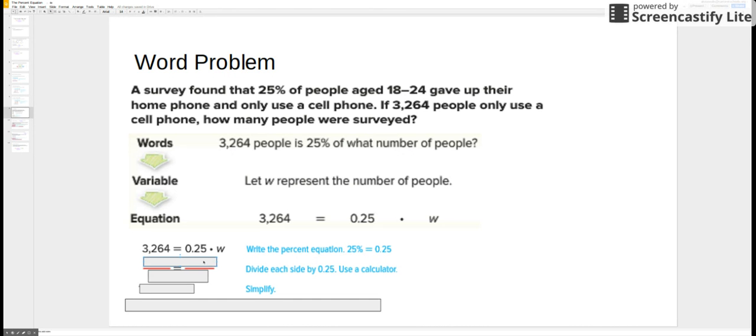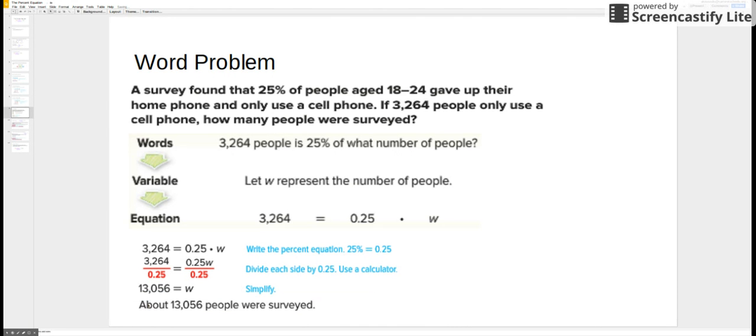Okay? Now let's actually start multiplying and dividing out. So we have 0.25W is equal to 3264. Divide both sides by 0.25, and you get 13,056 as your whole. Okay? So in other words, about 13,056 people were surveyed in total.